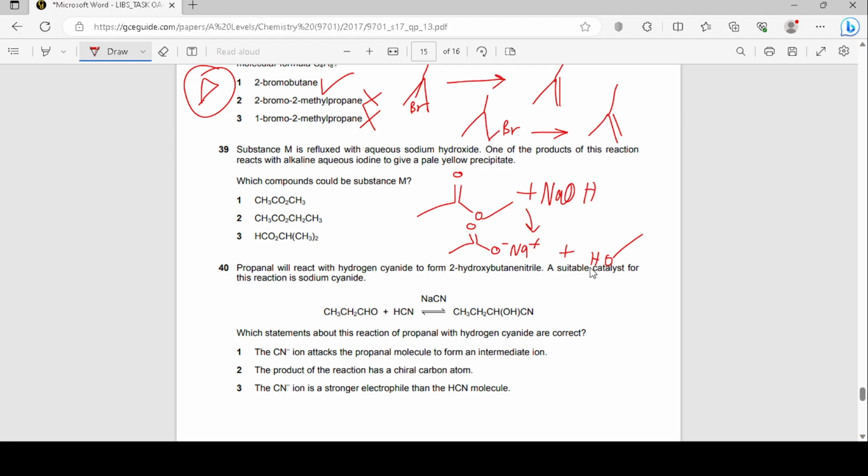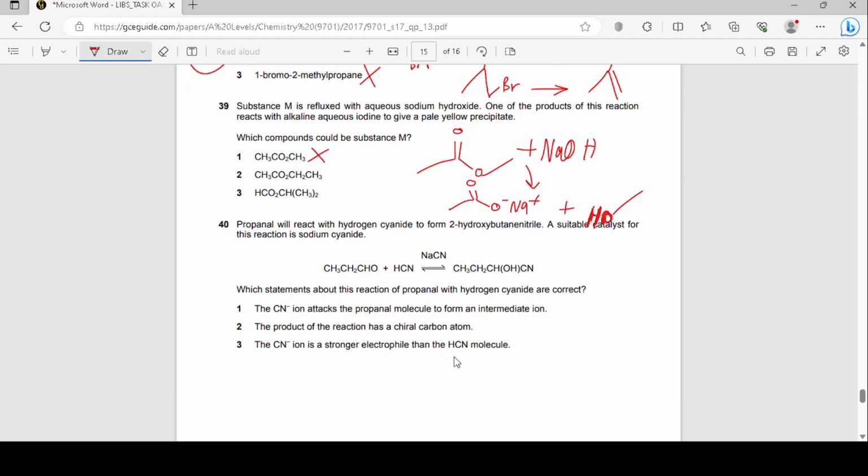So it's methanol. Now, they said one of the products reacts with alkaline aqueous iodine to give a pale yellow precipitate. It cannot be the carboxylate salt, so it will be the alcohol if it does react. But methanol cannot give a positive iodoform test. It will not give a pale yellow precipitate because it's not a secondary alcohol, it's just a primary alcohol and it has no adjacent methyl group. So then 1 must be wrong.